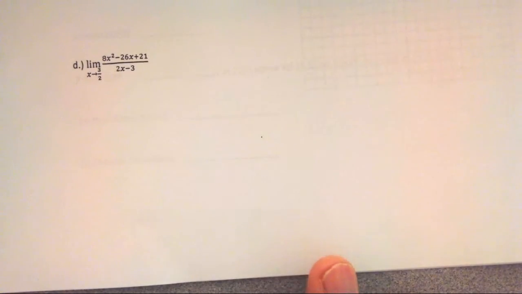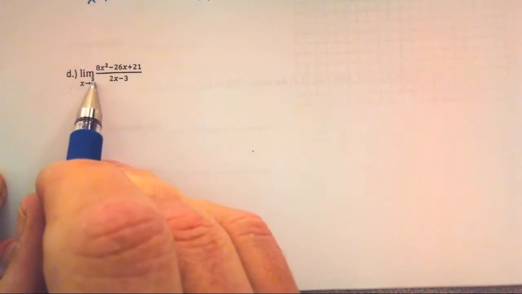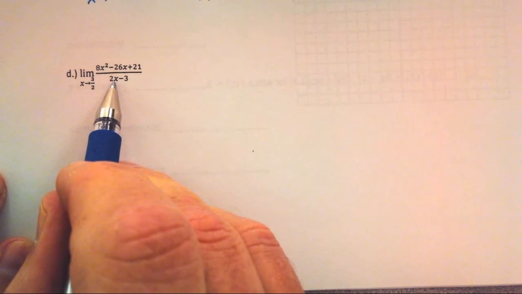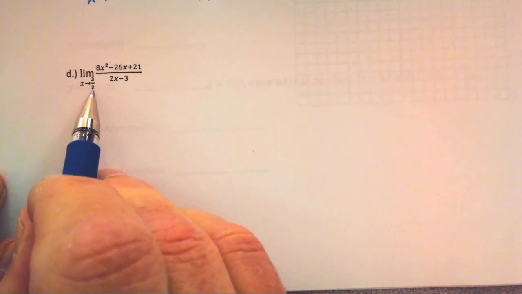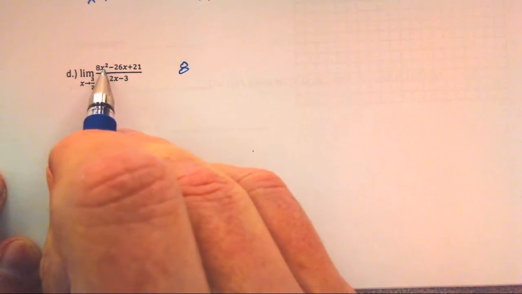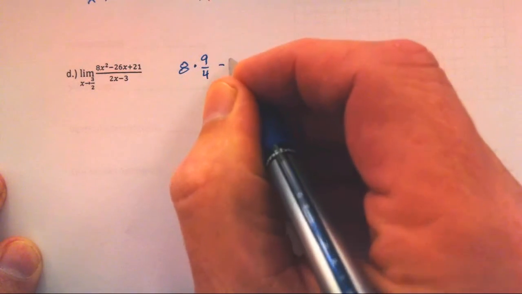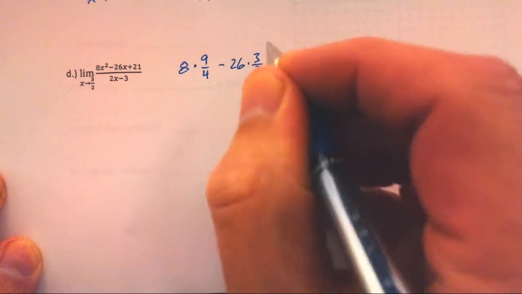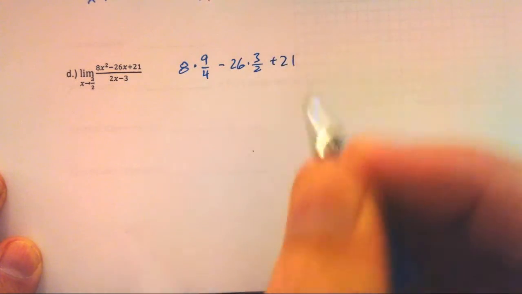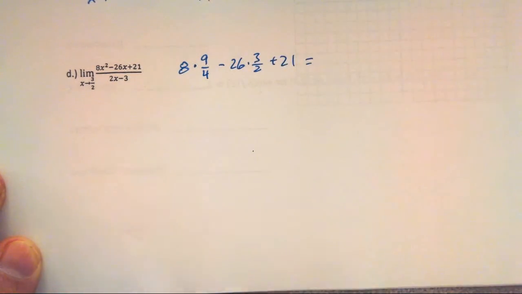Okay. And sometimes when we get 0 over 0, it really almost helps our algebra the rest of the way. It'll give us some hints on what we can do. When I put in 3 halves, clearly in the denominator, I get 2 times 3 halves, 3 minus 3, 0. So I'm going to take a look at the numerator off to the side here. If I get 8 times 3 halves squared, that's 8 times 9 fourths minus 26 times 3 halves plus 21. I think I know where this is probably headed, but let's see.